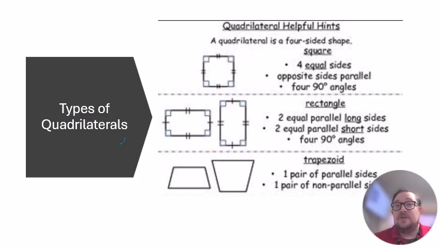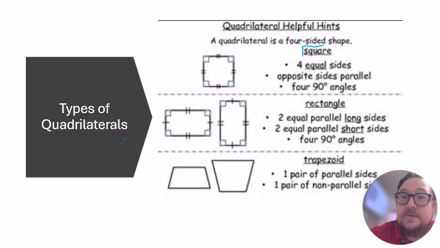And remember, a quadrilateral is just any shape with 4 sides. If any shape has 4 sides to it, it's a quadrilateral. Simple as that. So if any shape has 3 sides, it's a triangle. If it has 4 sides, it's a quadrilateral. So the first type of quadrilateral is the square.